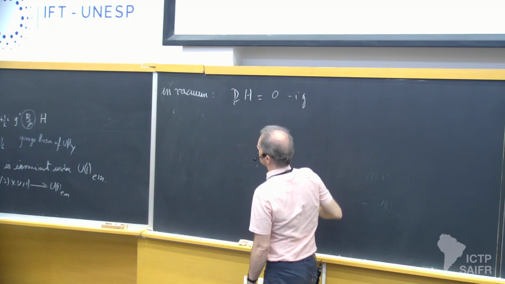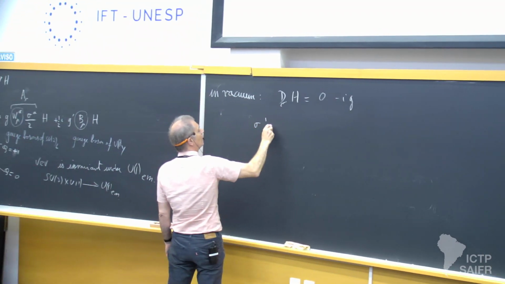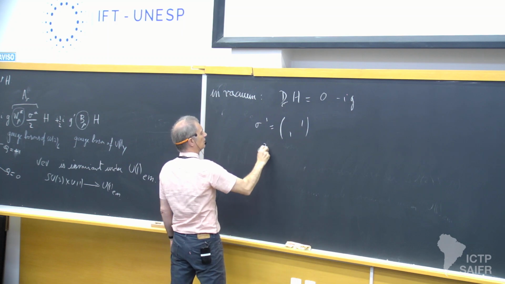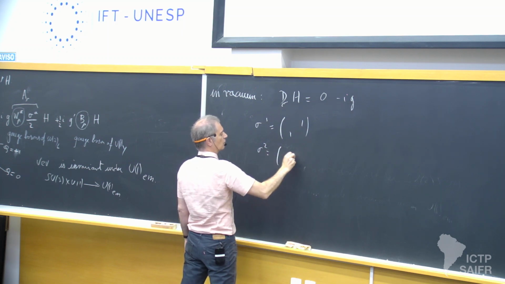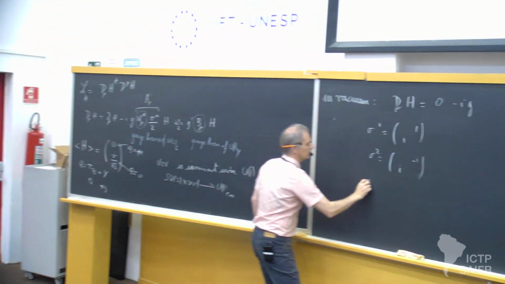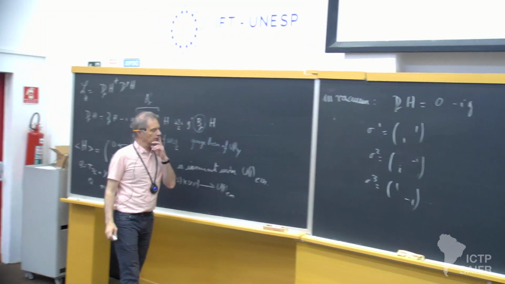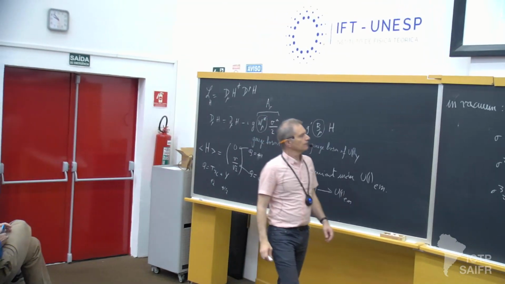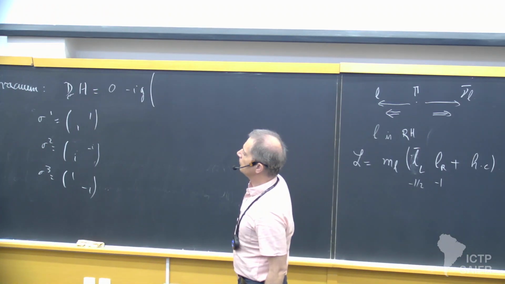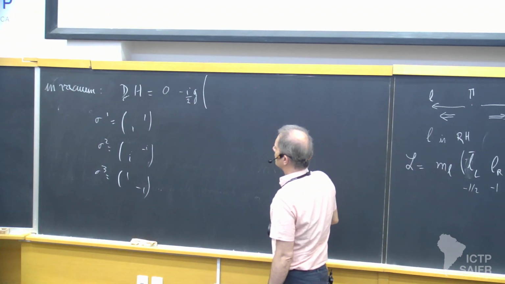Minus I, j. So now I need the Pauli matrices. So sigma 1 is (1, 1). Sigma 2 is (1, minus I, I). And sigma 3 is (1, minus 1), right? It's a diagonal matrix. So it means that here, this W mu A sigma A over 2, we'll put this factor 2 in front of it.